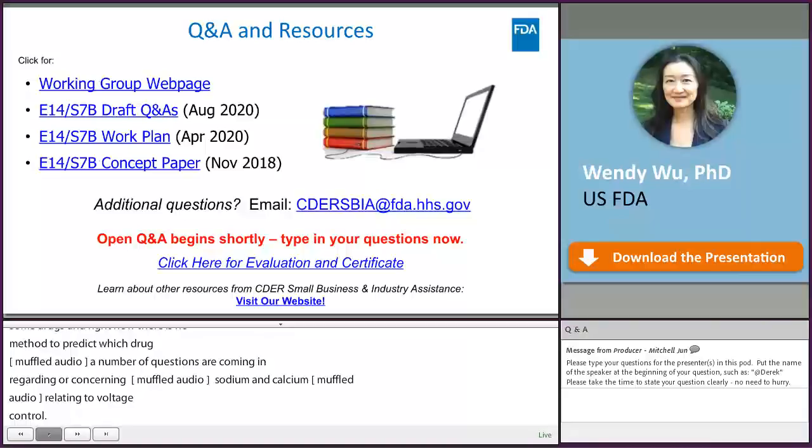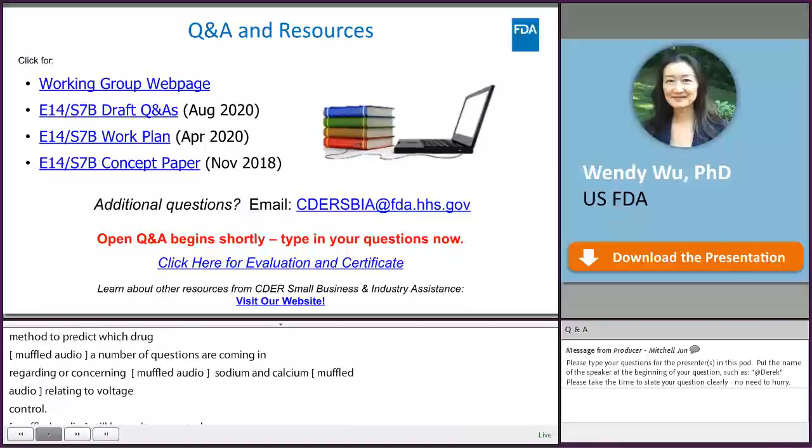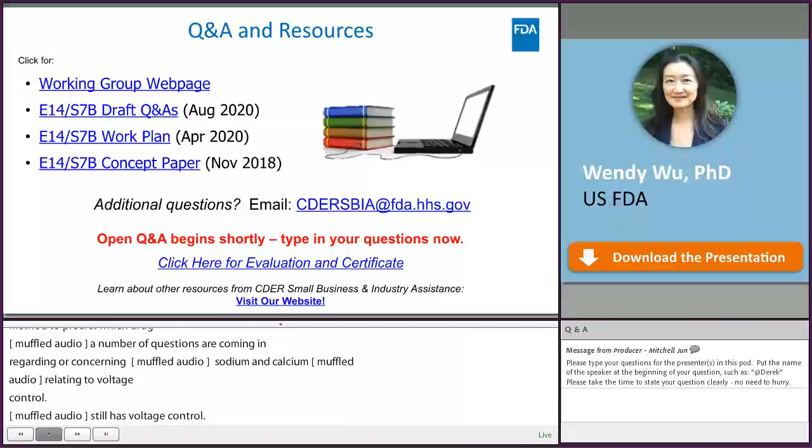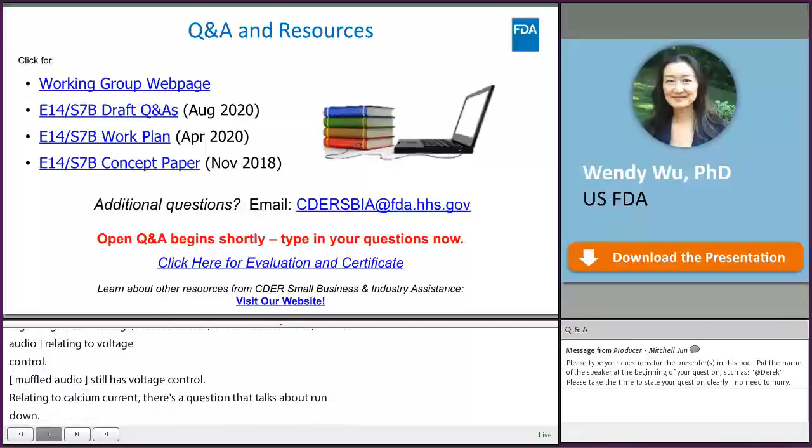Relating to calcium current, there is a question that comes in that talks about rundown. The thing with calcium current rundown is that it occurs both at physiological temperature and room temperature, and S7B Q&A 2.1 recommends having long enough control recording to establish steady state in the control level, in the control solution prior to drug application. And I hope that addresses the question.